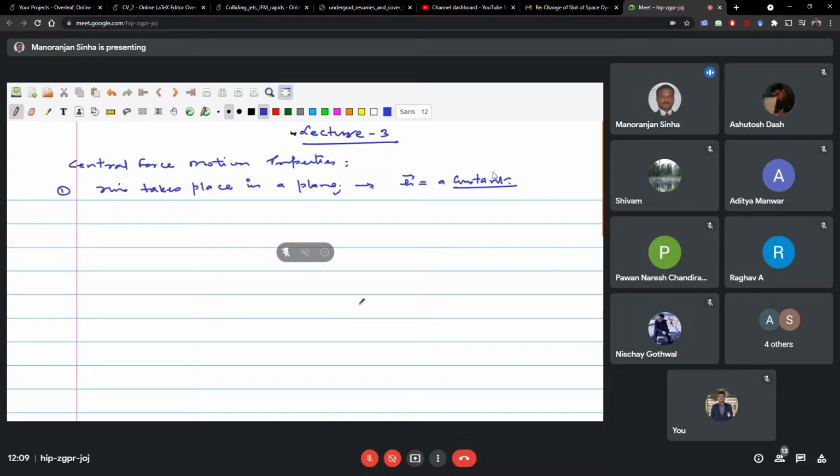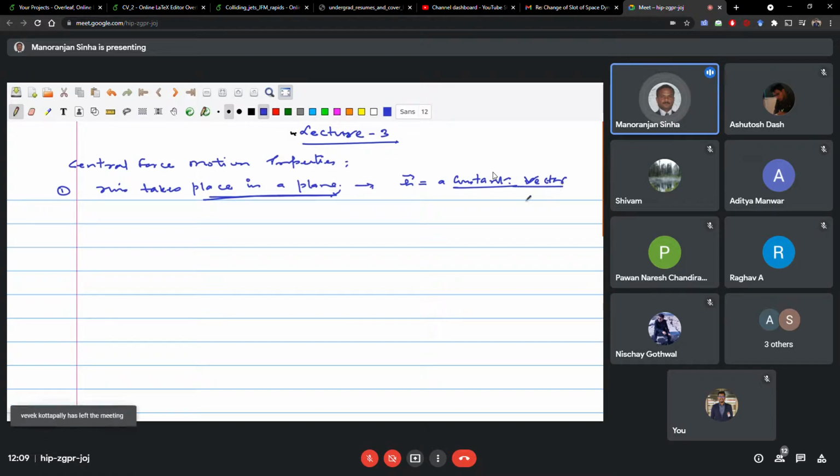Okay. So central force motion, the three properties that we are looking into. The first property we worked out came as a consequence of the first property: this takes place in a plane. The central force motion is a planar motion. And this came as a consequence that the h is a constant vector.